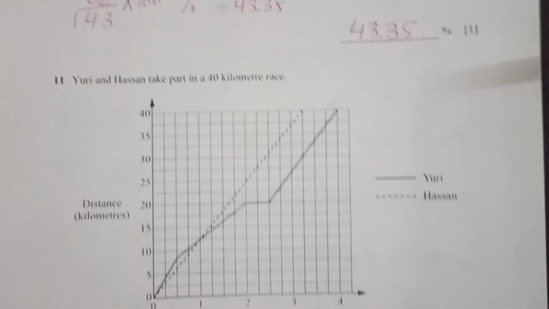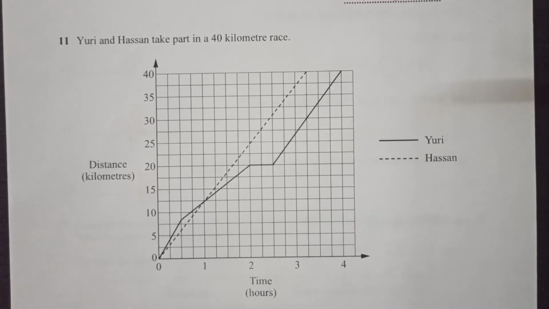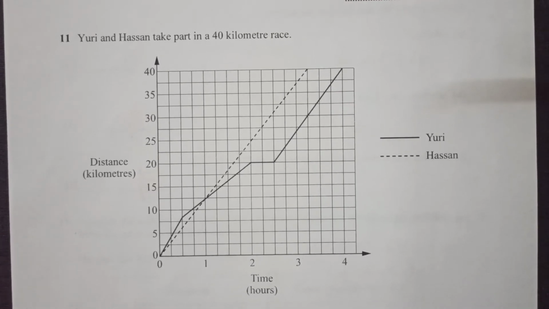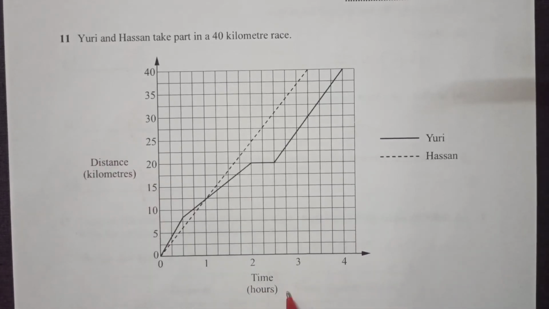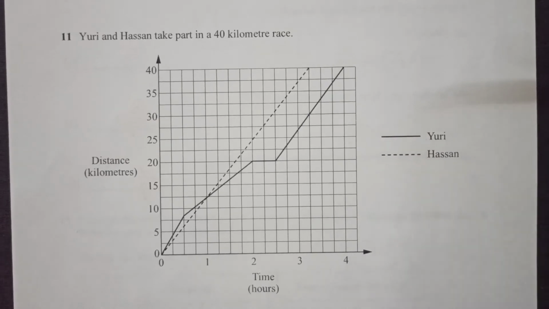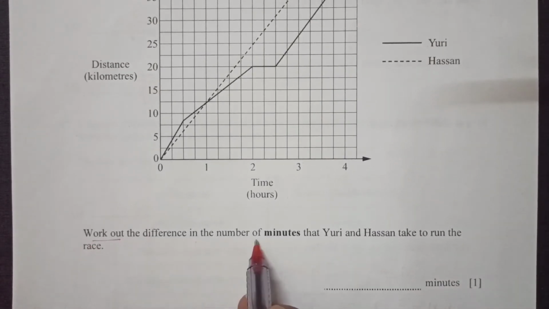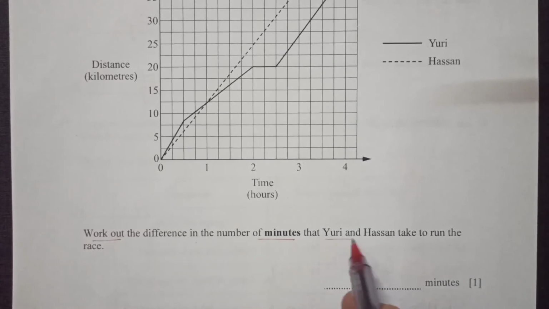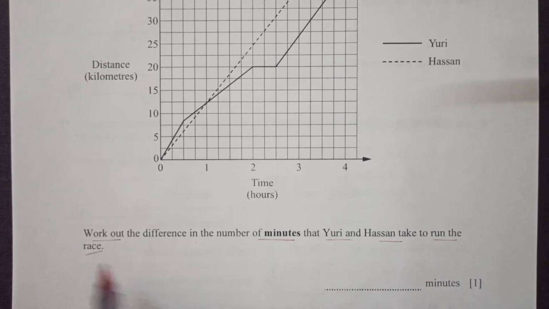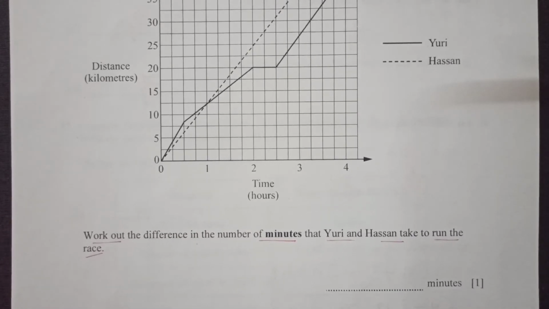Okay, so now we have an interesting question here, number 11. Yuri and Hassan take part in a 40-kilometer race. Distance is given along this side. We have time in hours here. This bold line is for Yuri and the dotted line is for Hassan. The question is, work out the difference in the number of minutes that Yuri and Hassan take to run the race. So we have to find the number of minutes.